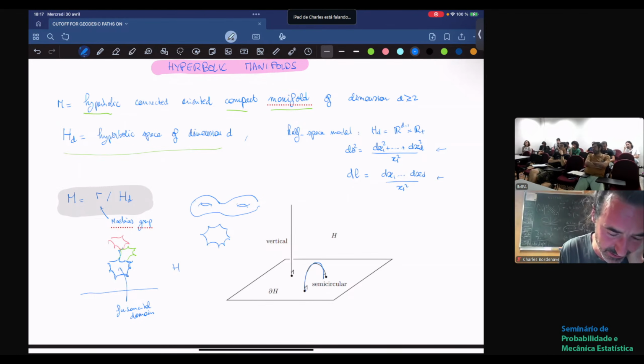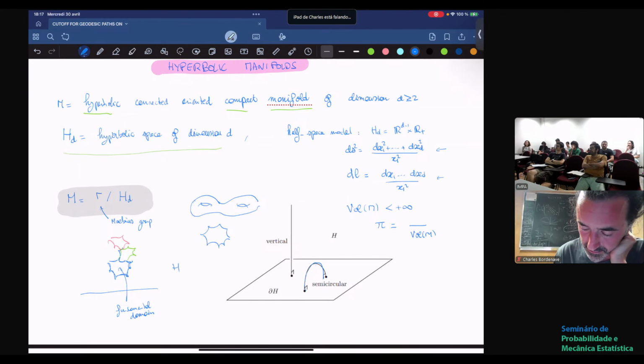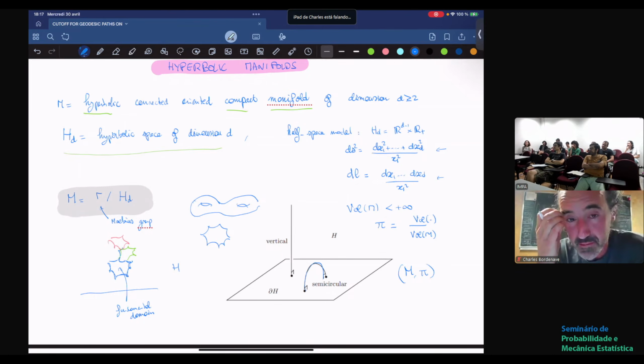And this hyperbolic manifold is equipped with a volume form, which, since my space is compact, has finite volume. The volume is the image, if you want, of my hyperbolic Lebesgue measure on this manifold. And since it's finite, you can equip your manifold with a probability measure, which will be the normalized volume form. Now the probability space that I will be considering is my manifold equipped with its volume measure, which is a probability measure.